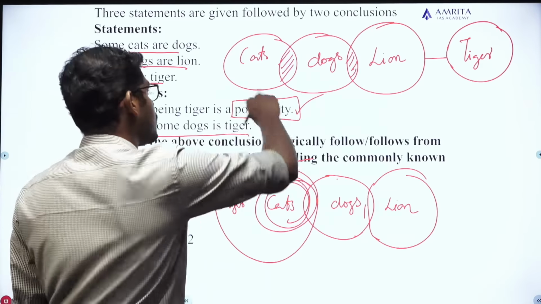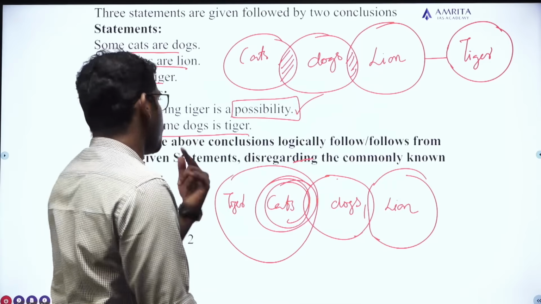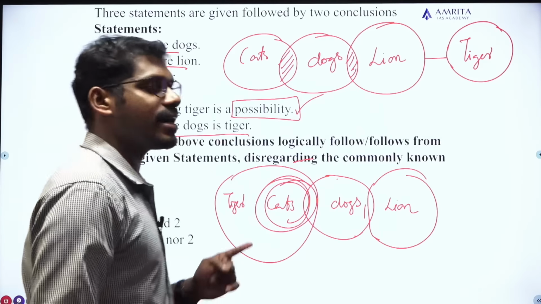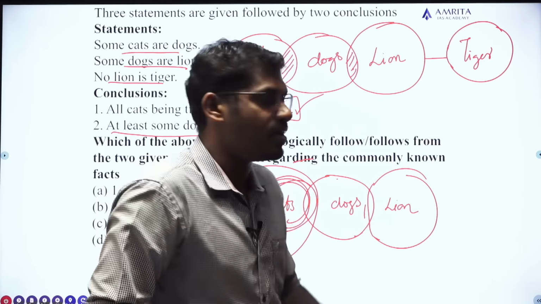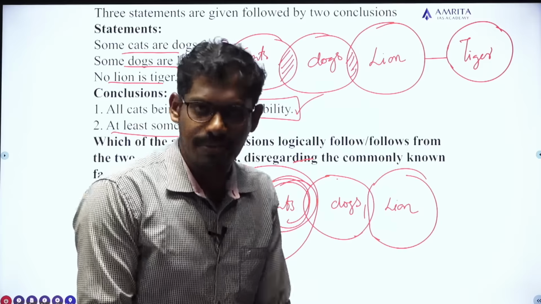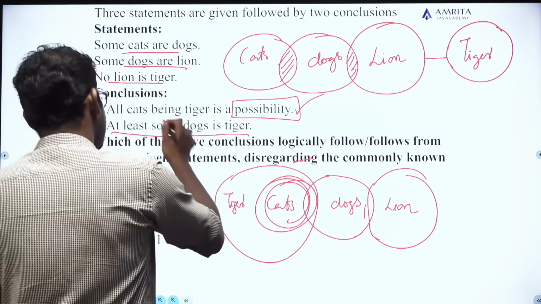That's why I redrew the figure in different ways so as to prove that all cats being tiger is a possibility. And I made the statement correct by drawing a different figure without violating the basic statements. Clear? Okay. So the first statement is correct.